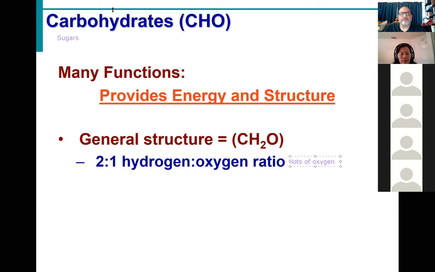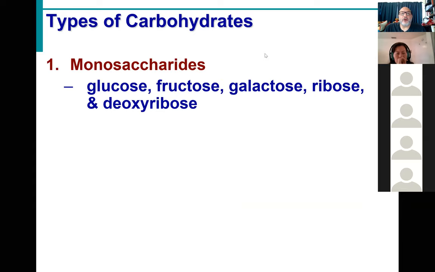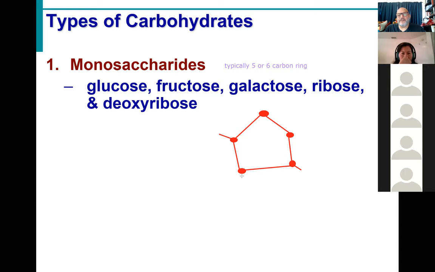Not surprisingly, there are three major groups of carbohydrates, and those are based on their size. Starting first with our monosaccharides. Monosaccharides include glucose, fructose, galactose, ribose, deoxyribose. Monosaccharides are typically comprised of a 5 or 6 carbon ring. So what that means is, and again, we'll do a horrible job of drawing here, we have, let's say, an example of 5 carbons that are bonded together into a ring. And of course, they'll have functional groups coming off of them as well. Basically they're either a 5-carbon ring or a 6-carbon ring.